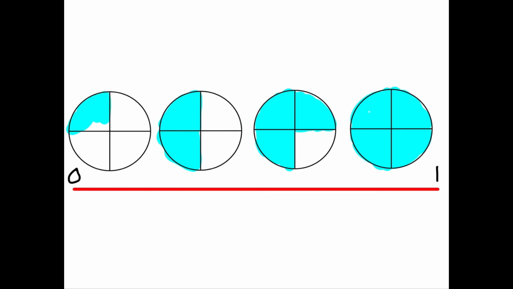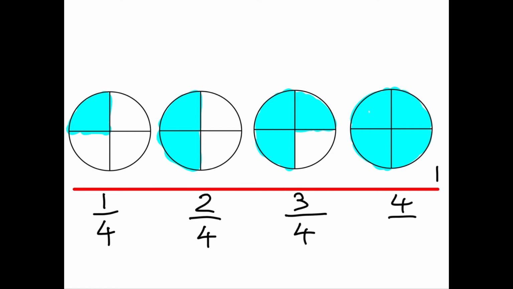So we can't start this number line at 0. I'm going to have to change that. Let's rub out the 0. So that is now 1/4. Then we've got 2/4. Then we've got 3/4. And last of all, 4/4, which is the same as 1. What's 2/4 the same as? If you look at the picture, it's the same as half.